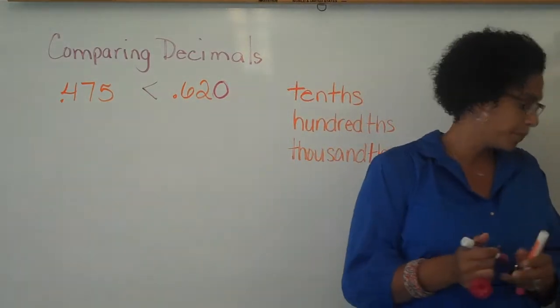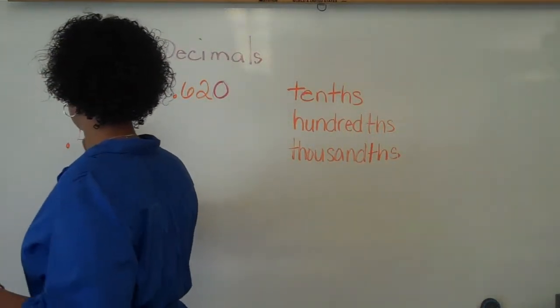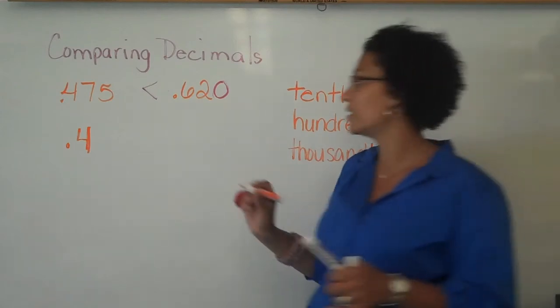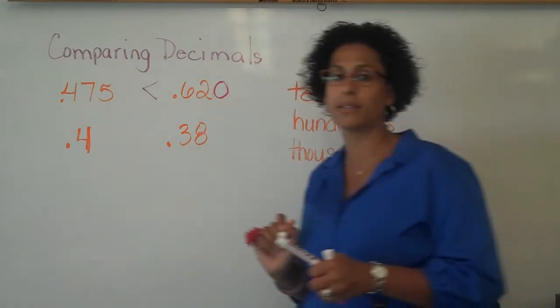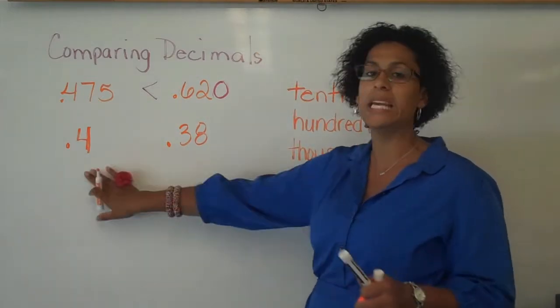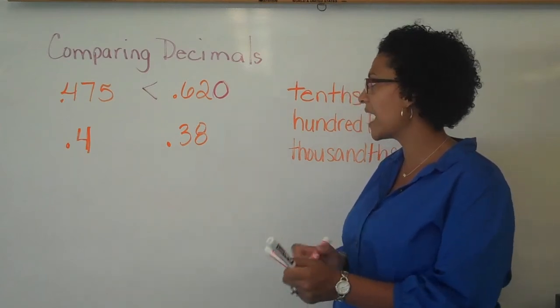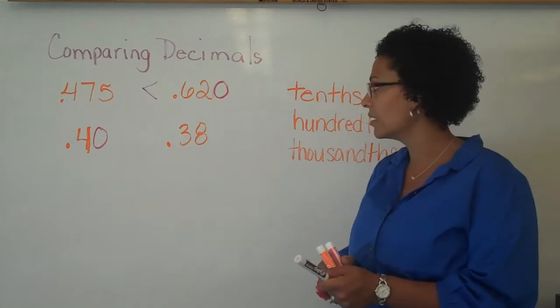Let's do another one. Let's do 4/10, 0.4, 4/10, and we're going to compare it to 38 hundredths. Again, I want to compare the equal number of digits. So here I have 2 digits, so I'm just going to tack on another 0 to this side, so I'm also comparing 2 digits.